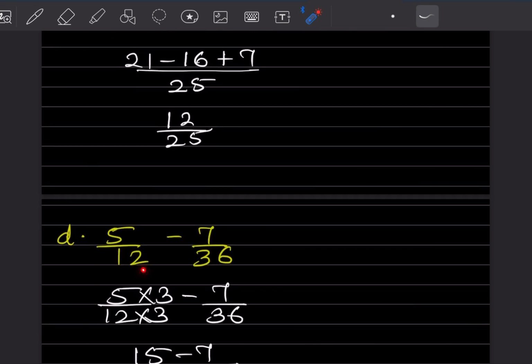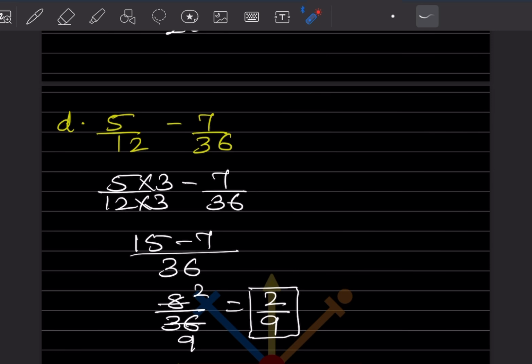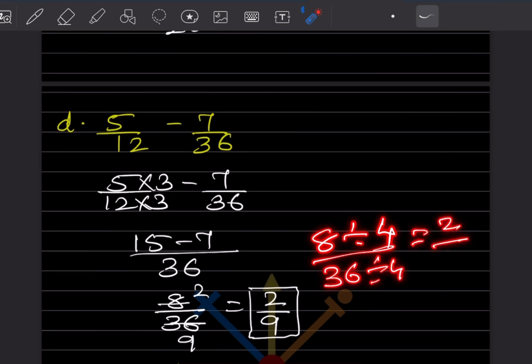Here you can see the denominator is different. So you have to make the denominator the same. So you will take the LCM. The LCM of this is 36. So here what will you do? 12 will multiply by 3, so this is multiplied by 3, so this also should be multiplied by 3. This stays the same. So this will be 15 minus 7 by 36. So this will be 8 by 36. You can simplify it further. This goes with 8 divided by 4 and 36 divided by 4. So this will be 2 by 9.